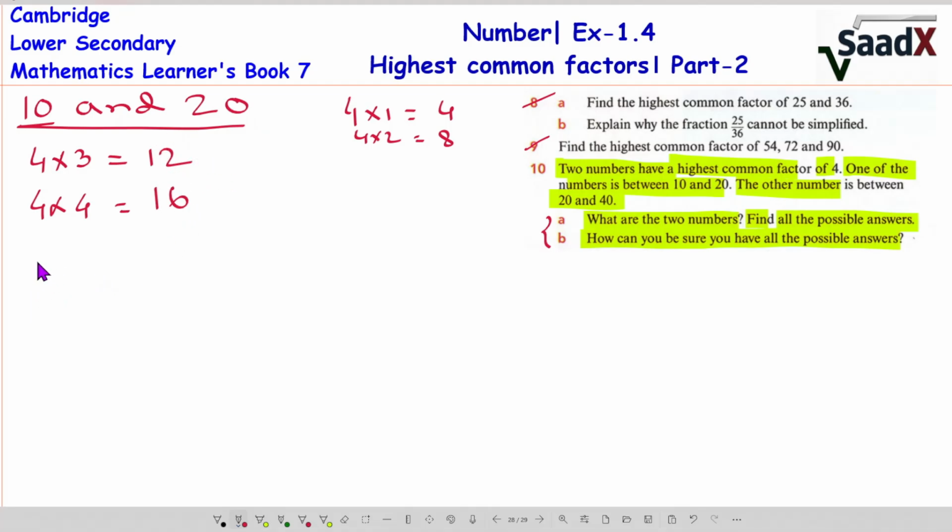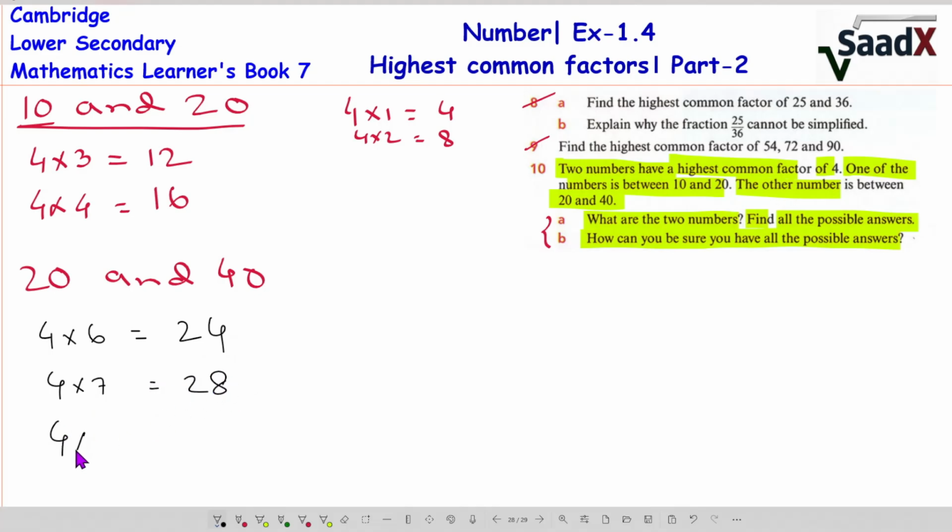Similarly, between 20 and 40. So here 4 times 6 is 24. 4 times 7 is 28. 4 times 8 is what? 32. 4 times 9 is 36. This is between 20 and 40. So 20 and 40 we will not keep because we need the numbers between.